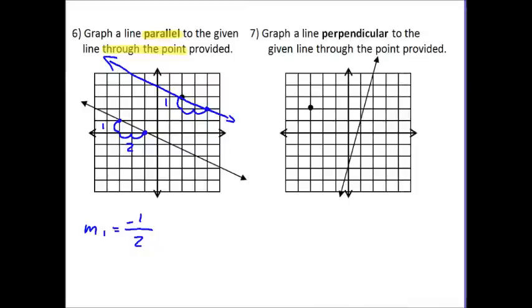And of course we can do the same thing with lines that are perpendicular as well, right? Now we're going to graph a line that's perpendicular to the given line, and it's also supposed to go through the point that we have provided. And again, let's start by finding the slope of our line that we have here. And I'm going to use these 2 points to determine our slope.